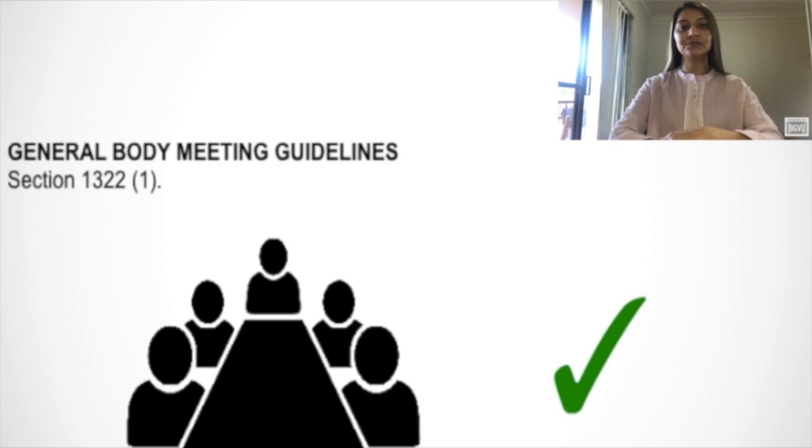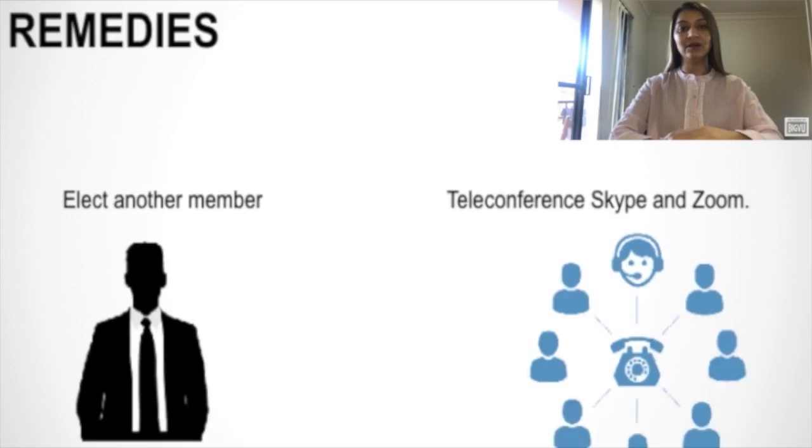Section 1322 subsection 2 states that the absence of quorum and a defect of notice or time will make the outcome of the meeting invalid. Hence, I can advise James that the members can elect another member to chair the meeting only. Another alternative is to use teleconference like Skype, Zoom, and many more. Considering all the above points, James can be advised that there is no need for the annual general meeting to be held again.